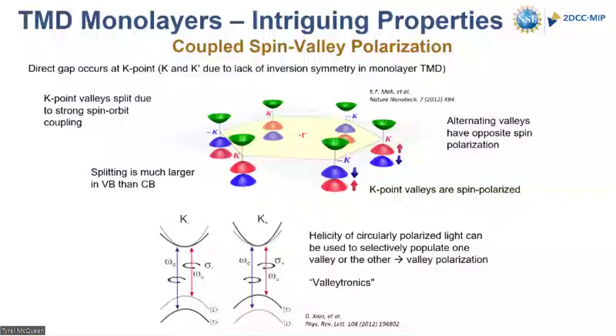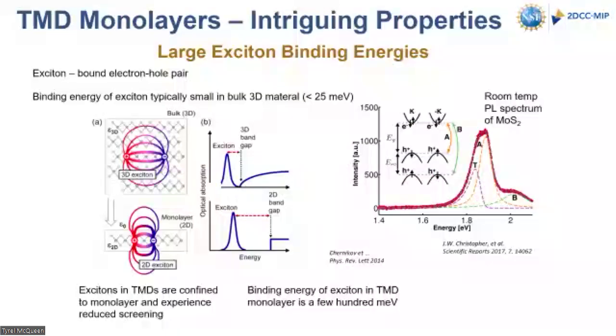And it turns out you can selectively populate these different valleys using circularly polarized light, right? So depending on whether it's left-handed or right-handed, you can populate either the K or the K prime valley, right? And this is a whole field of study which is called valleytronics. So you may have heard people refer to this field of valleytronics. That's what it's all about, right? So lots of really interesting physics there.